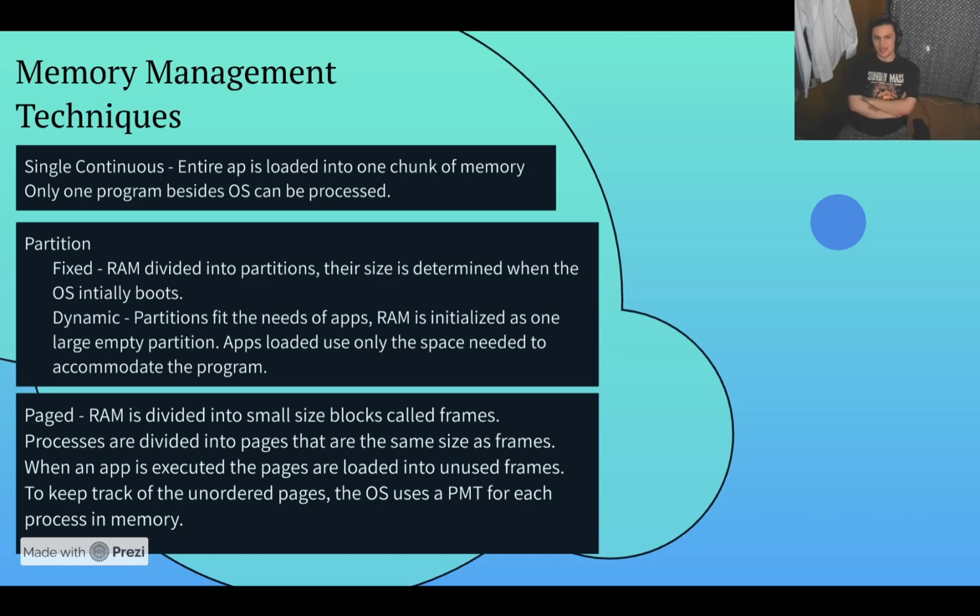And last, we have paged memory management, where RAM is divided into small size blocks called frames, and processes are also divided into similar sized chunks. The processes are called pages when they're divided, and the RAM is called frames when it's divided. When an app is executed, the pages are loaded into the unused frames in RAM, and to keep track of the unordered pages, the OS uses a page map table for each process in memory.